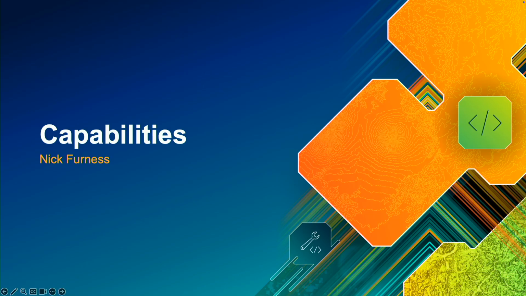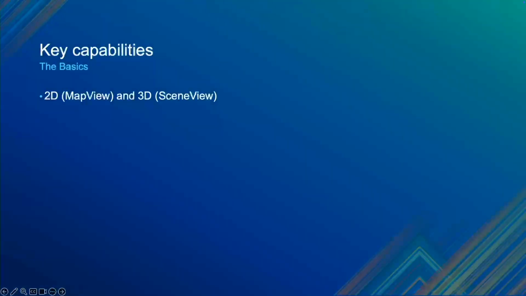I'm now going to change tack a little bit and look at some of the capabilities that we deliver through the SDKs. So let's start with the basics. The native SDKs support 2D and 3D apps. They deliver a UI component for each, and that component is what you add to your app to display and interact with 2D maps or scenes.